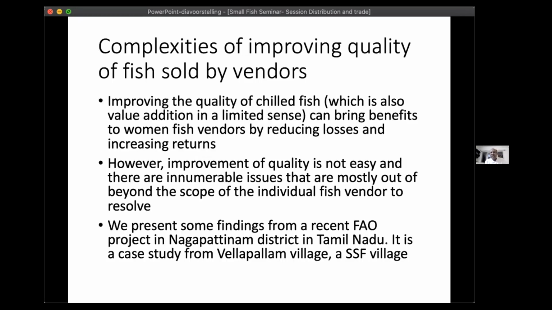We did some work supported by FAO in Nagapattinam district, Tamil Nadu, on trying to improve the quality of the fish handled by the women. It was an experiment, and we did some pilots, and we found that the odds against this are very high. Next slide, please.